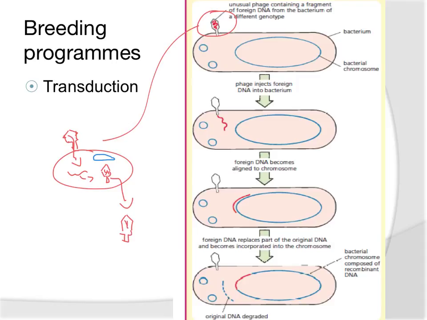It bursts to release these new viruses, and inside them there are copies of the DNA that was in the original bacteriophage. But occasionally in this process a bit of the original bacterial DNA gets mixed up into the bacteriophage, so you end up with a bacteriophage with just a little bit of bacterial DNA.